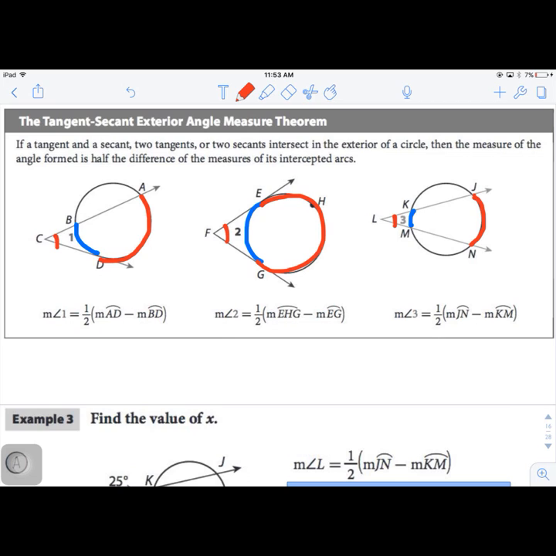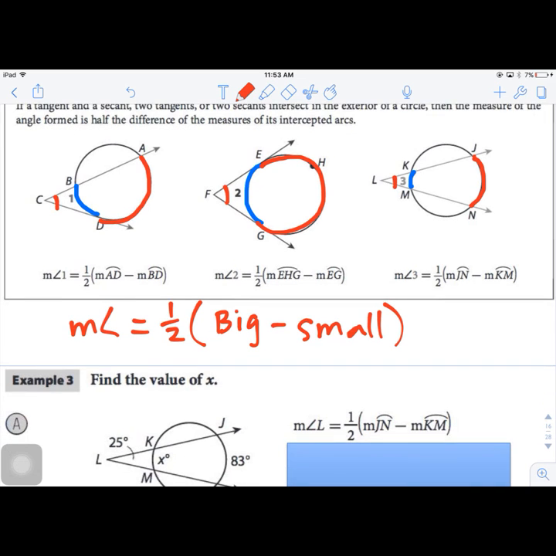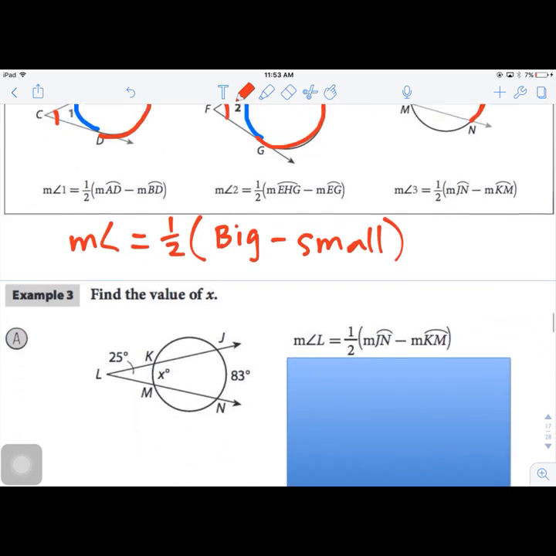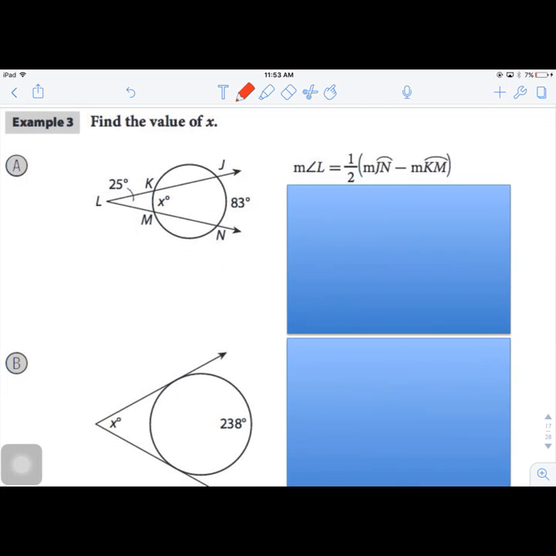So the measure of the exterior angle is equal to 1/2 the big arc minus the small arc. So half of the big piece minus the small piece. That's the same general idea. So let's take a look at the first example here. In this case, finding the measure of x. Notice x is the smaller arc. So we're using the same idea.